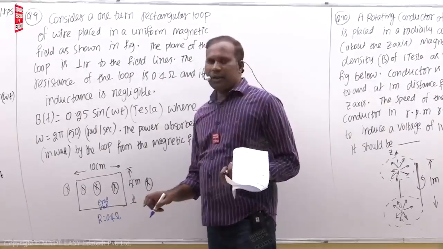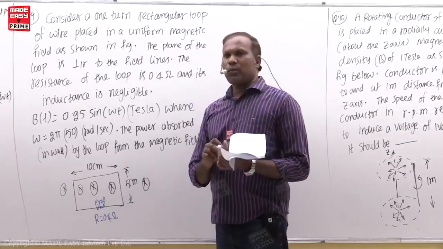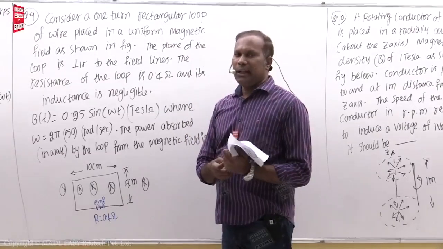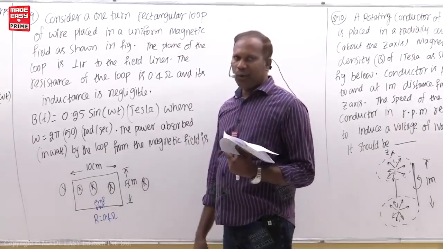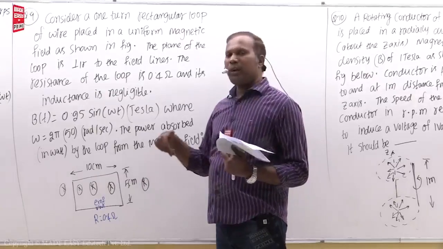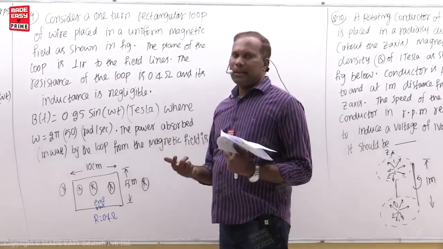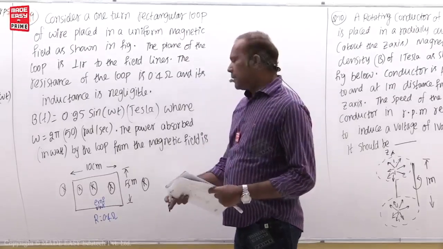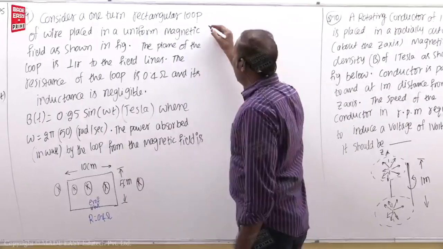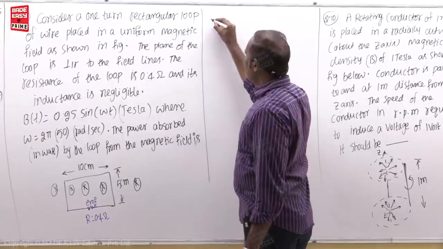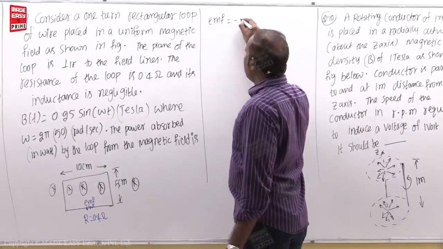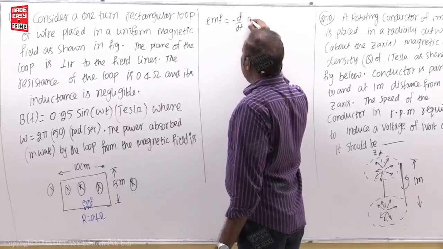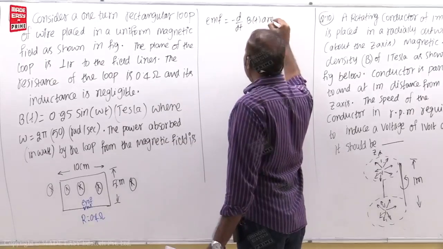Then power absorbed is equal to half Vm square divided by R. In network theory, if you know the maximum value of voltage, then it is half Vm square by R. If it is RMS, then simply Vrms square by R, with no need to put half. Simply you find the EMF here. I told you the EMF formula is equal to minus d by dt of B of t into area.